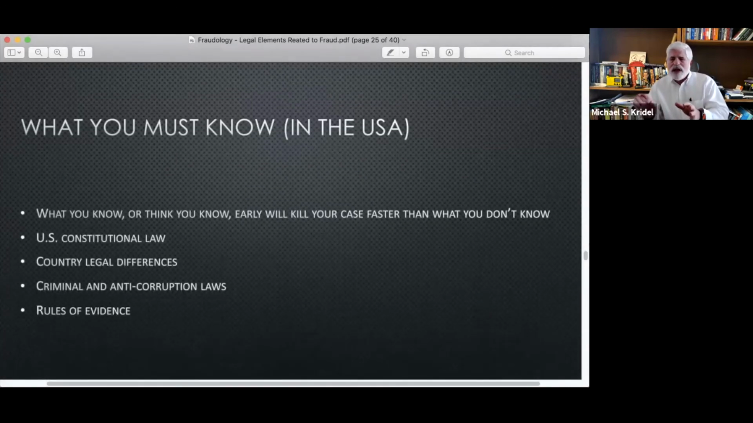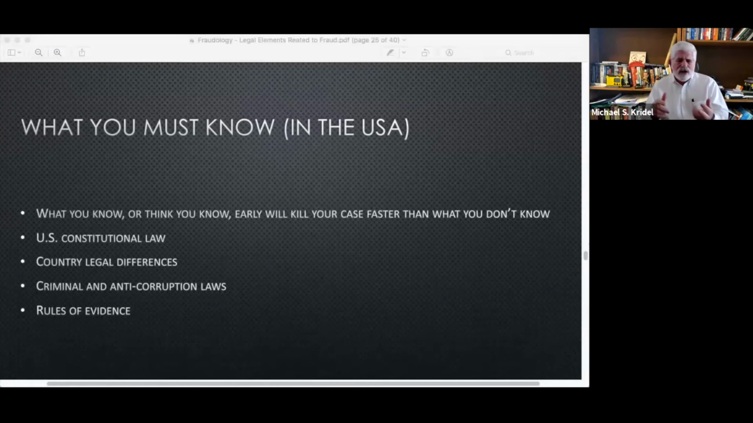What you must know in the United States, and I would tell you to take this list and lay it over as a template into the countries in which you work: United States constitutional law, understanding the legal differences between countries, particularly with international investigations. A lot of investigations involve Panama, so we've had to learn those. Understanding criminal anti-corruption laws and understanding how rules of evidence work. Next slide.